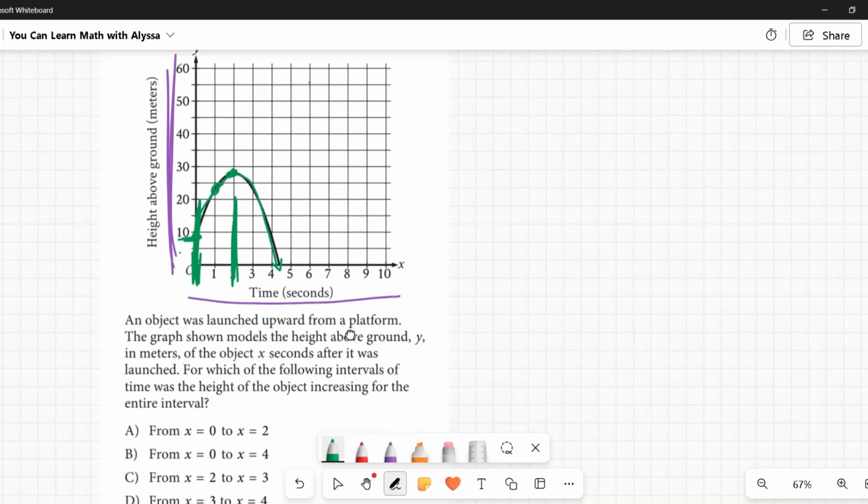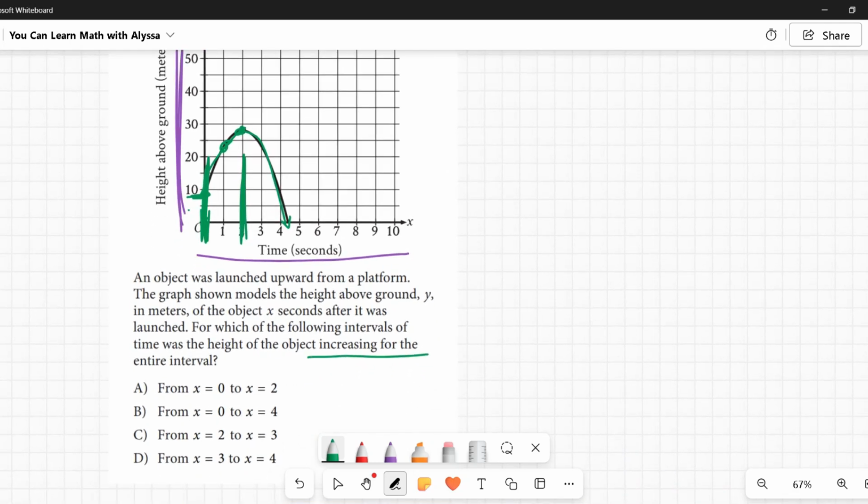Now note the little keyword on this one is increasing for the entire interval, not part of the interval, not some of the time. So the intervals that they have given us here are from 0 to 2. You go, okay, well that looks like my answer, from 0 to 2. That is when it's increasing that whole time. B is from 0 to 4. And that's where they're going to get some people, because in that interval, it is increasing, but then it's also decreasing. And they wanted to know the entire interval it's increasing. So 0 to 4 is out.